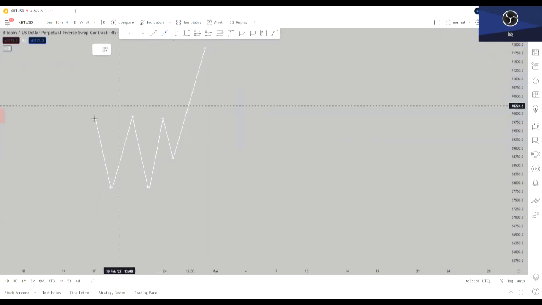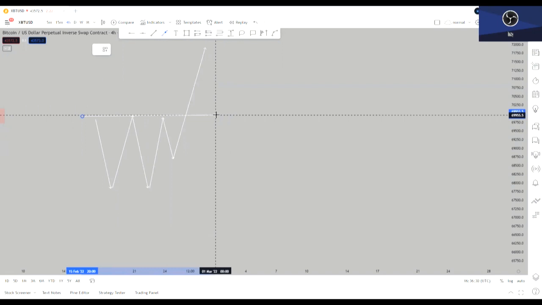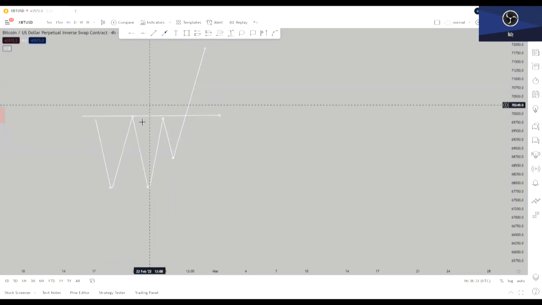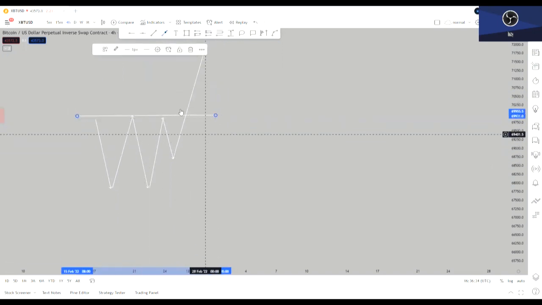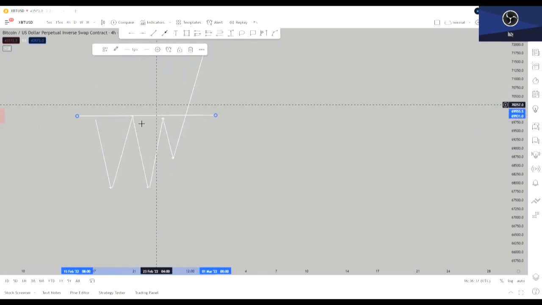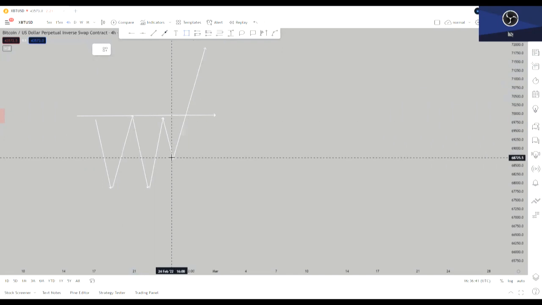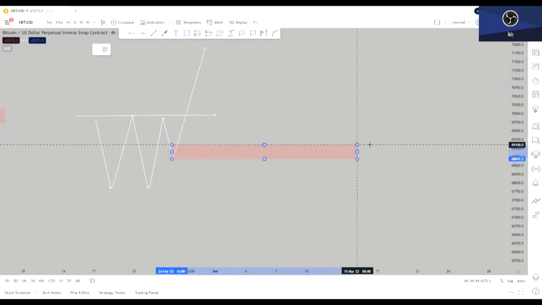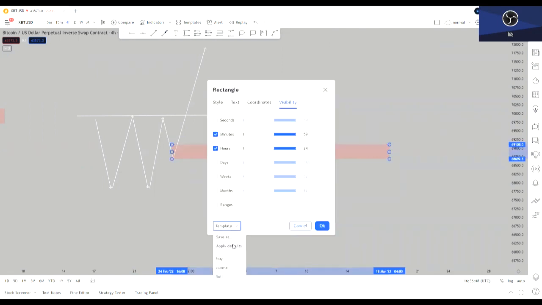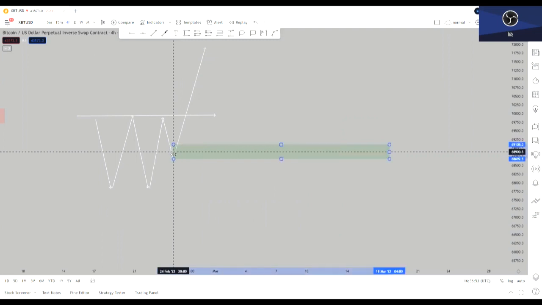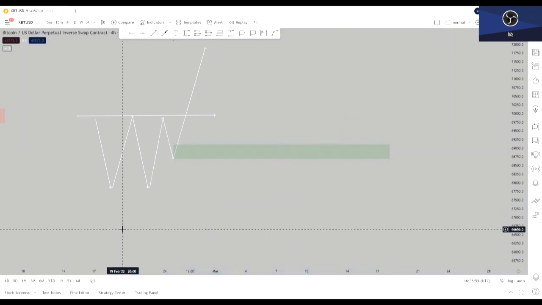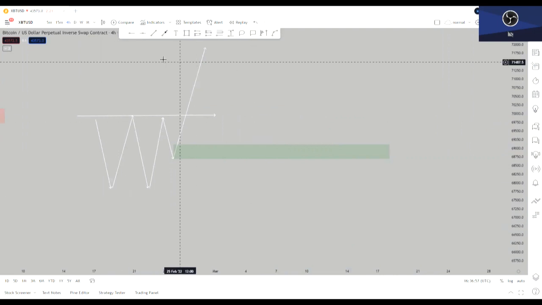Okay, so this would be the demand area in this case. Why? We have a previous point of structure that has been broken to the upside. Where do we draw our zone? Okay, we draw a zone here where the move started. The beginning, the origin, however you want to call it. Okay, so we will draw a zone here. And now we will come to the good stuff. How can you take advantage of the supply or demand zones?